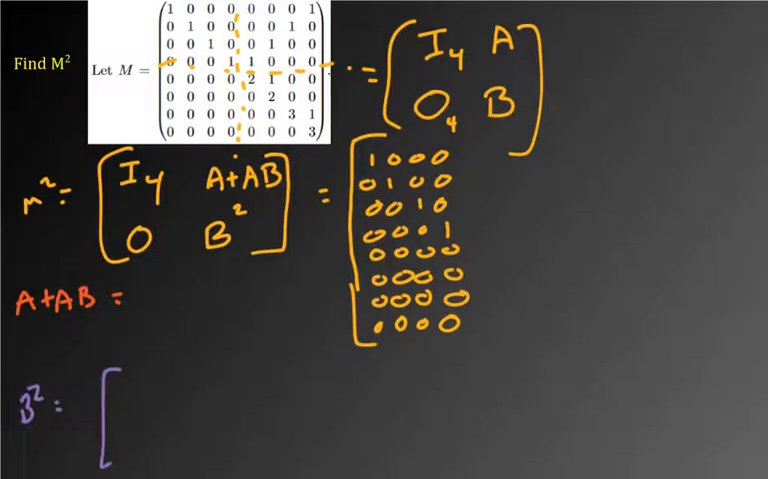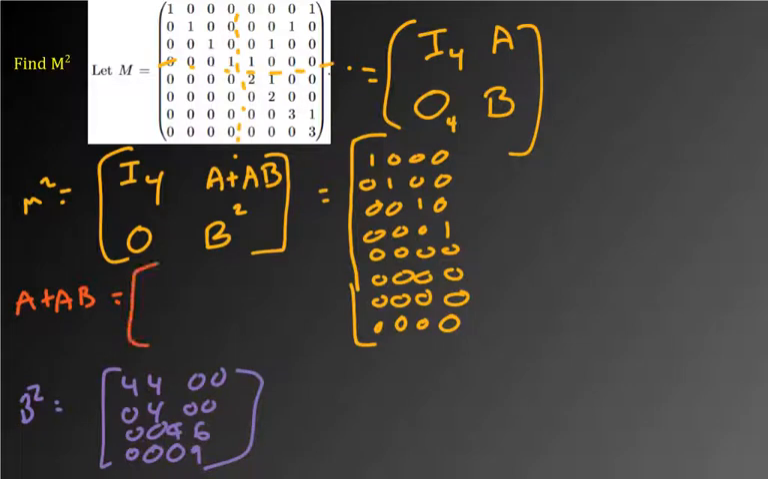So B squared, at this point you just have to do that part out by hand, but you would get 4, 4, 0, 0, 0, 4, 0, 0, 0, 0, 9, 6, and then 0, 0, 0, 9. And then if you do A plus AB, also kind of annoying, but better than trying to do the whole thing by hand, you get 0, 0, 0, 4, 0, 0, 4, 1, and then 0, 3, 0, 0, and then 3, 1, 0, 0. And then if you put those chunks in, you would have M squared.